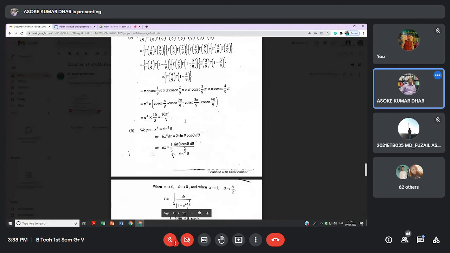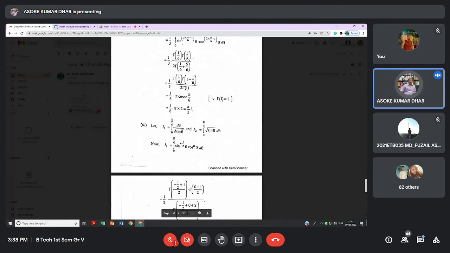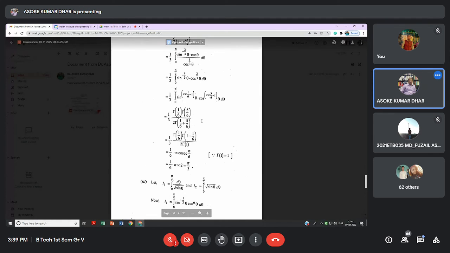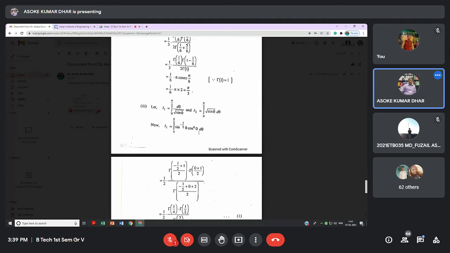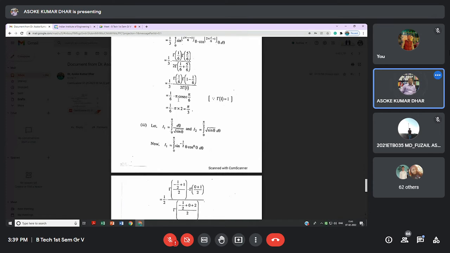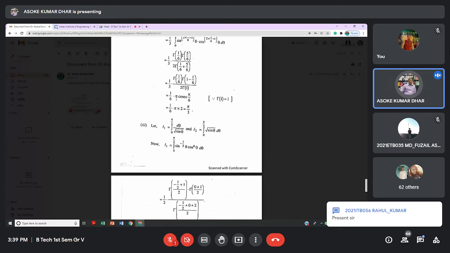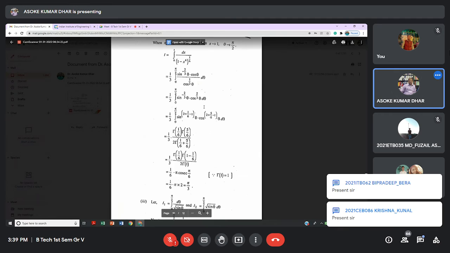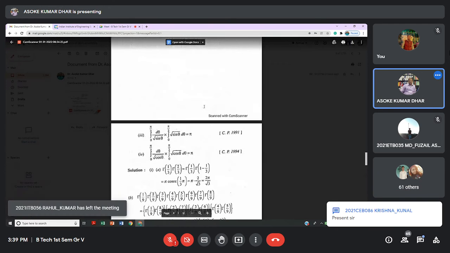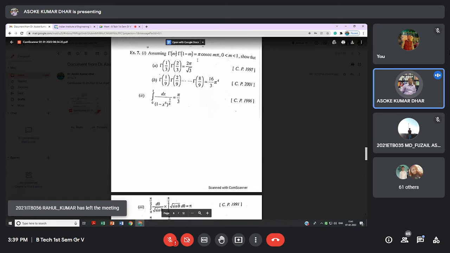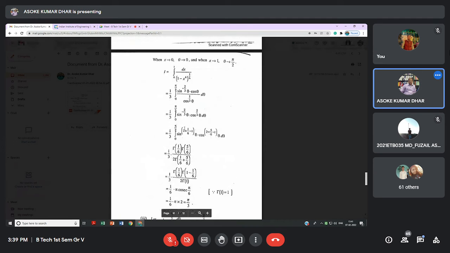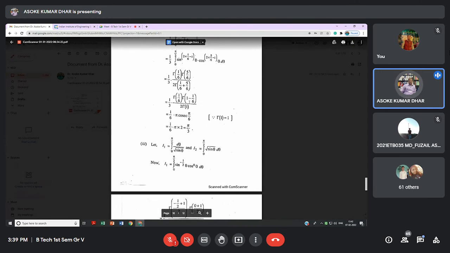Problem 7.2 is of this type: gamma 1 by 6 times gamma 5 by 6. Its value is pi cosec pi by 6. Gamma m, gamma 1 minus m is equal to pi cosec m pi. Putting m equal to 1 by 6, you will get the result.